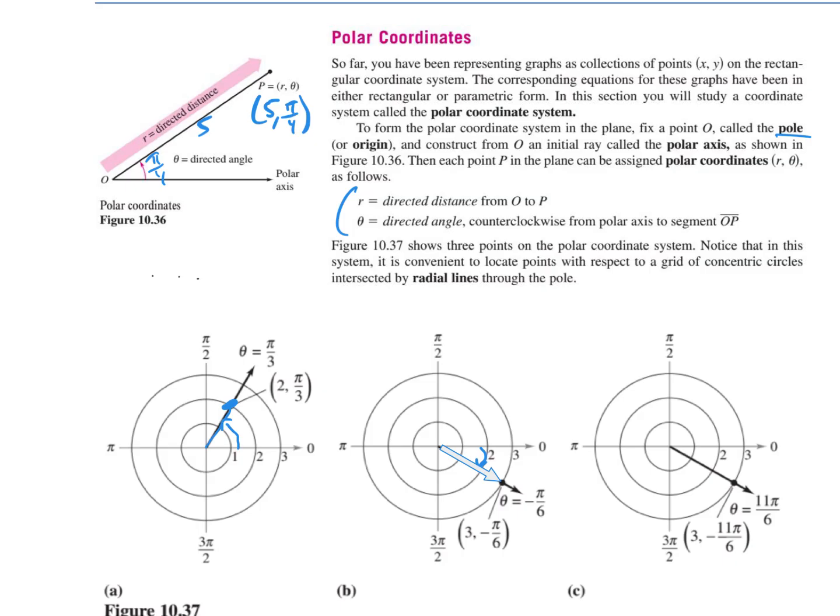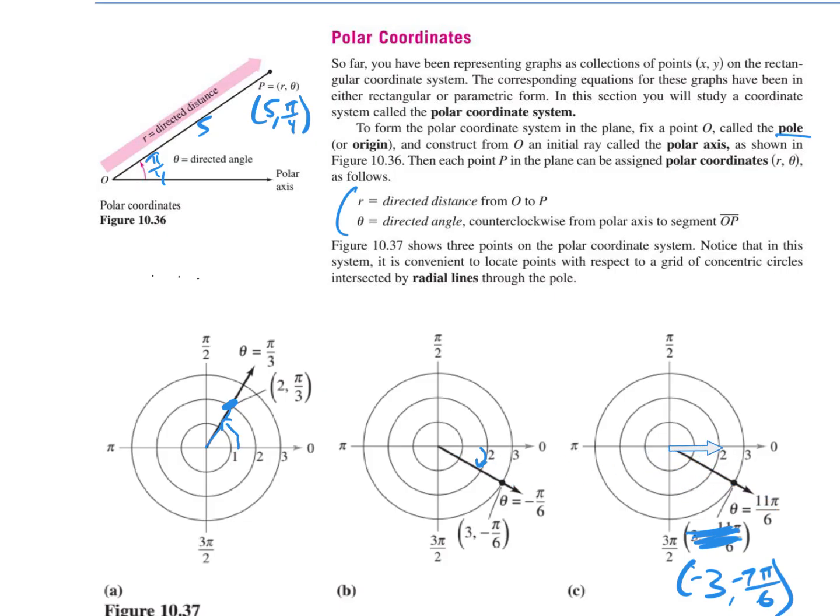All right, let's look at one more. Actually, this one is wrong the way it's labeled. So let's try (negative 3, negative 7 pi over 6). There's a good one. Okay, so how do we deal with that? Well, let's get my little arrow over here.